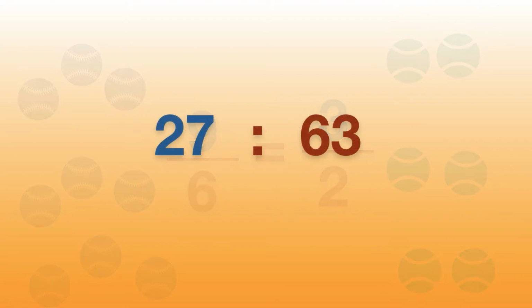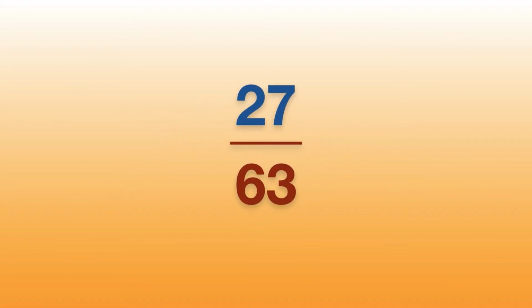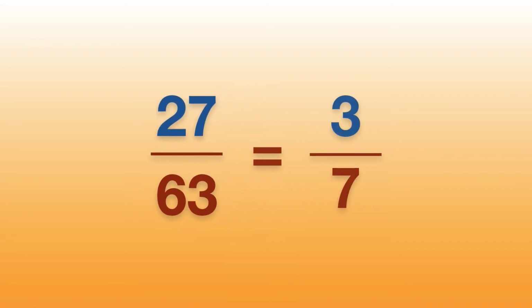Similarly, we can write 27 to 63 in fraction form, 27 over 63. Note that both numbers can be divided by 9 to give the simplest form, 3 over 7, as 27 divided by 9 gives 3 and 63 divided by 9 gives you 7.